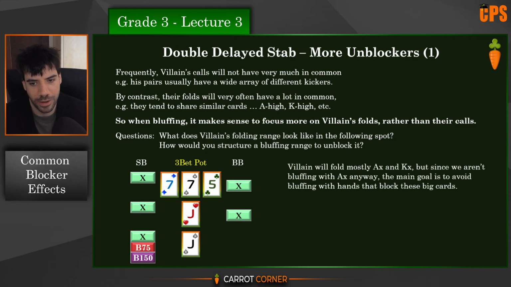Assuming you've done that, villain will be folding mostly ace-x and king-x on this node, although they will be calling some ace-x hands too. King-x is a good example of a pure folding combo in the big blind's range. But since we aren't bluffing with ace-x anyway, because it's too high showdown value, the main goal here is to avoid bluffing with hands that block the big cards. That means trying to not block the kickers that would go with the ace-x and king-x.